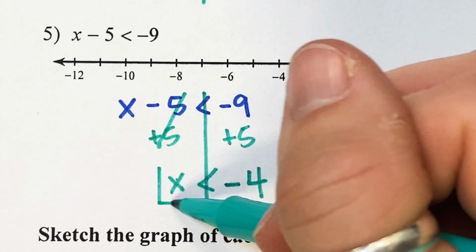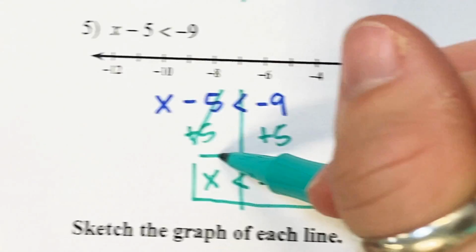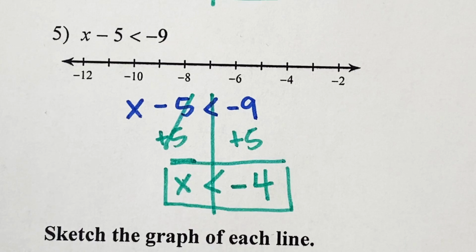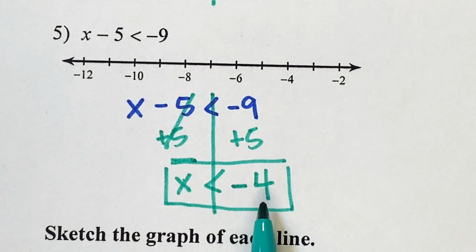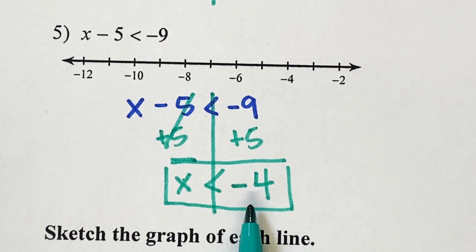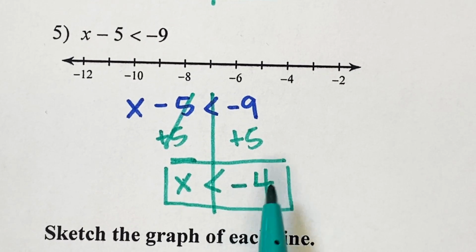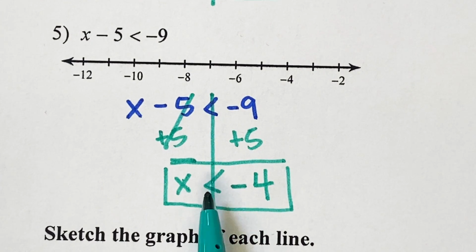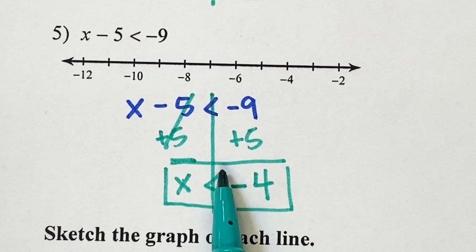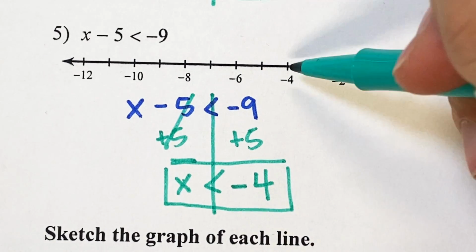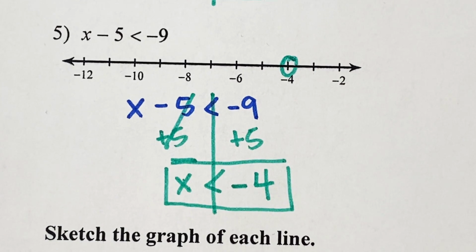Okay, so our variable is all by itself, so that means it is solved. So now we can go ahead and graph it. On what number on my number line am I going to put my point? I'm going to put my point at -4. Is this going to be an open or a closed point? It's going to be open. Looking at my sign, it does not have the or equals to. Okay, so open point at -4.